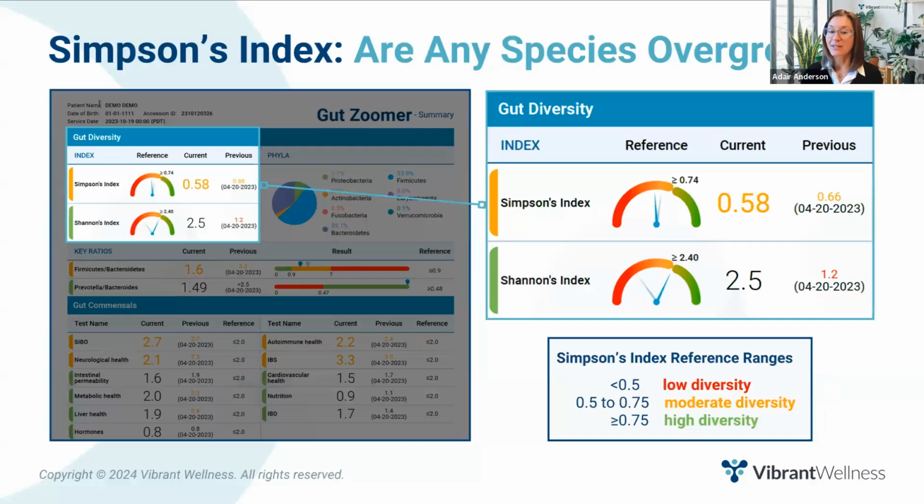Many times, opportunistic overgrowth is driving inflammatory dysbiosis. To confirm this, I look at Simpson's index. Now, while Shannon's index looks at richness, are all the species present, Simpson's index looks at evenness and answers the question, are any species overgrown? Ideally, we want Simpson's to be greater than 0.75. This indicates high diversity and evenness in the microbiome. Less than 0.75 indicates moderate diversity, and less than 0.5 indicates low diversity.